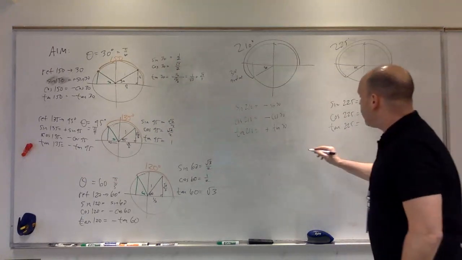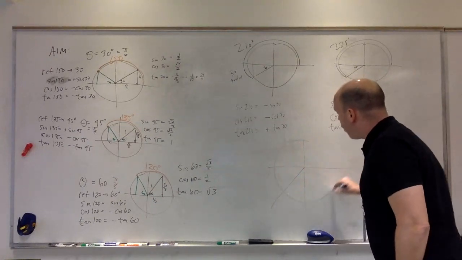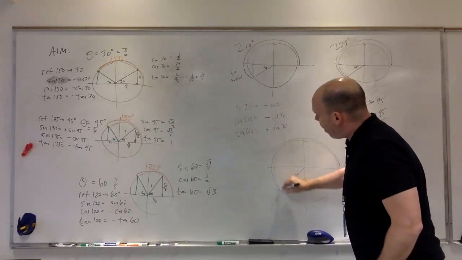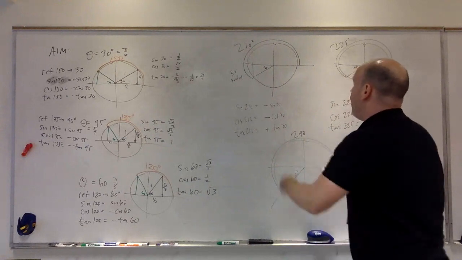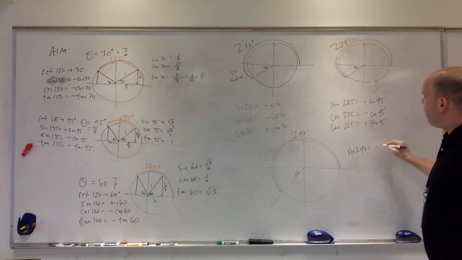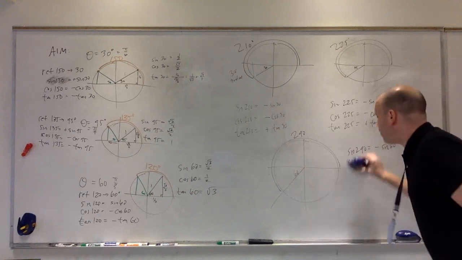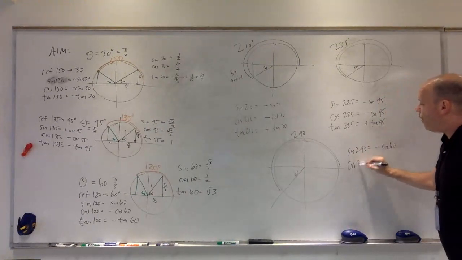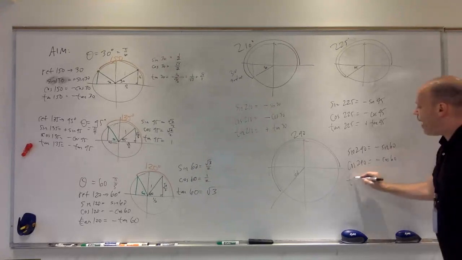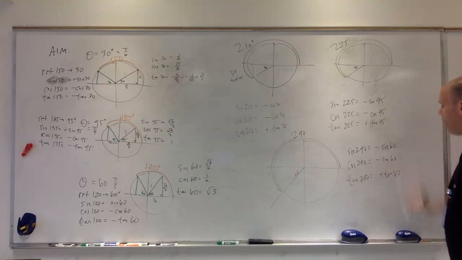The last one. What's the last reference angle? What rotation has a reference angle of 60 degrees? You say 240. Finally, the sine of 240 is equal to negative sine of 60. The cosine of 240 is equal to negative cosine of 60. And the tangent of 240 is equal to the positive tangent of 60.